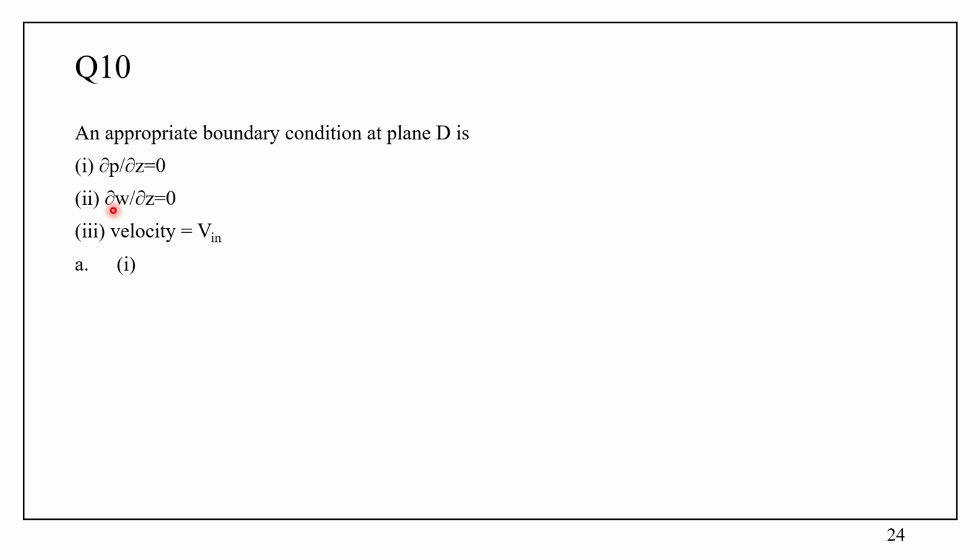So one is false, second is true, third is again false. Coming back to the options, option A is 1, option B is 2, option C is 3, option D none of the above. Since the second one is right, option B is the right answer for the 10th question, that is dou W by dou Z equal to 0. Now we will go to question 11.